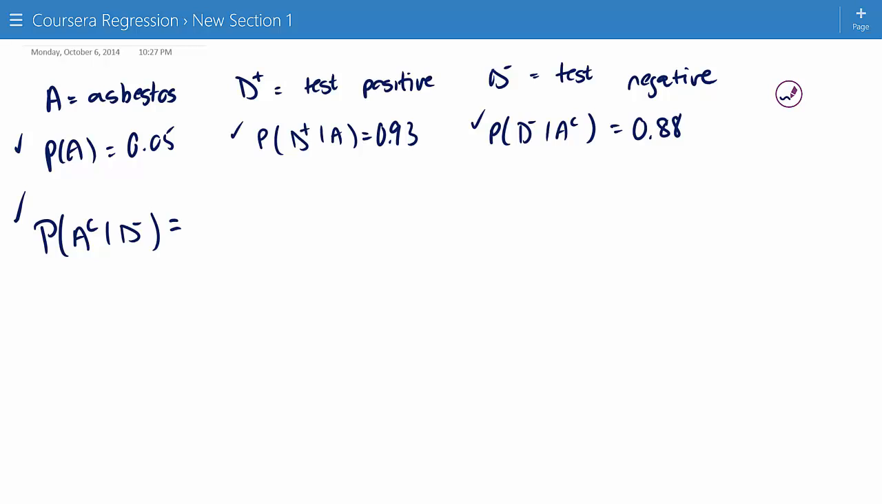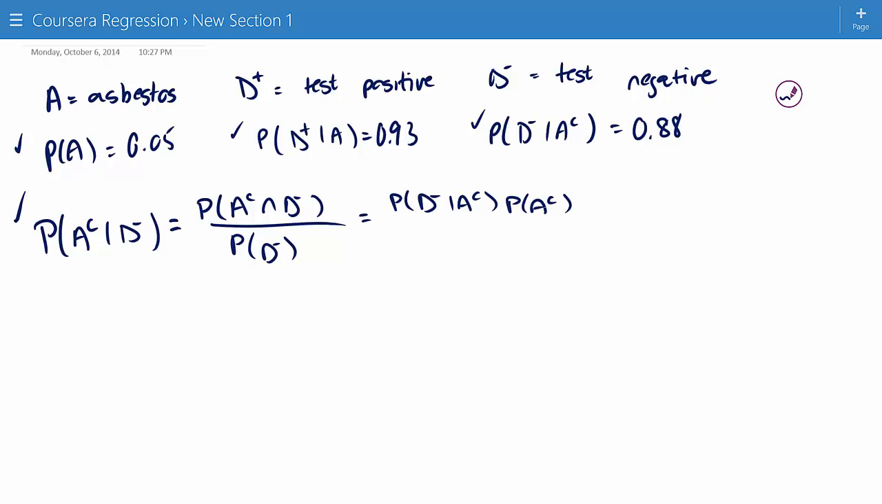Okay, so this is equal to the probability of A complement intersect D minus, divided by the probability of D minus, which is equal to the probability of D minus given A complement times the probability of A complement. And the probability of D minus is equal to the probability of D minus intersect A complement plus the probability of D minus intersect A.